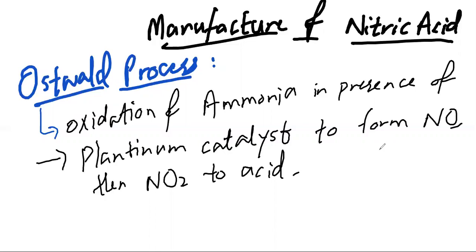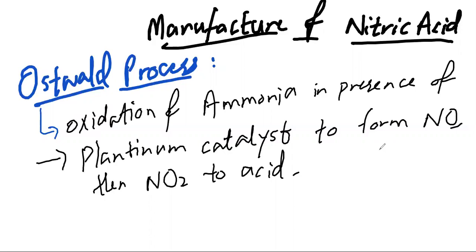I'm repeating the description. In the Ostwald process, one part of the volume of ammonia mixed with 8 parts of air enters into a converter with platinum acting as a catalyst. There is a converter in which one part of ammonia and 8 parts of air go in, and in it platinum acts as a catalyst.